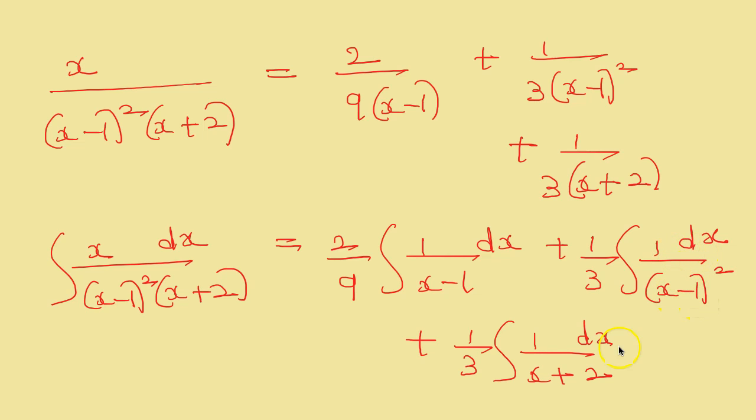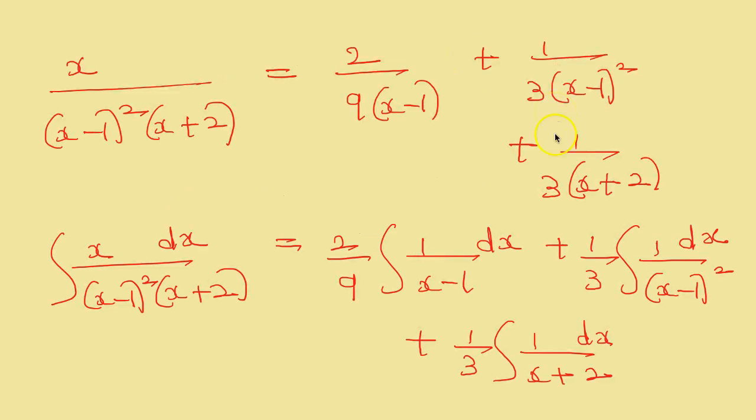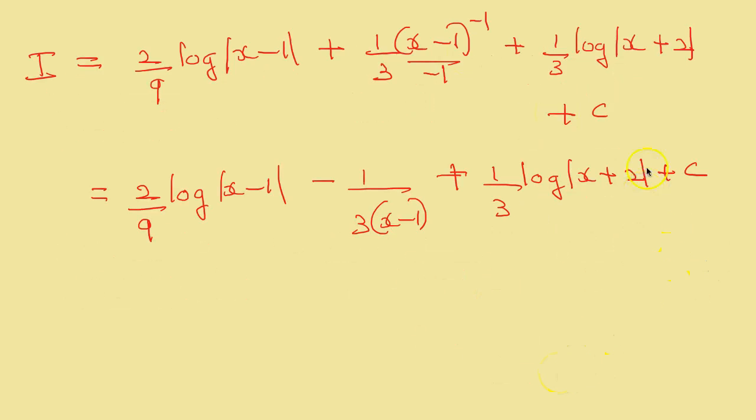Integrating, you get 2 by 9 integral 1 by x minus 1 dx plus 1 by 3 integral 1 by x minus 1 the whole square dx plus 1 by 3 integral 1 by x plus 2 dx. Now integrating, you get 2 by 9 log mod x minus 1 plus 1 by 3, integral of x raised to minus 2 is x raised to minus 1 by minus 1, so x minus 1 raised to minus 1 by minus 1 divided by the derivative of x minus 1, which is 1, plus 1 by 3 log mod x plus 2 plus c. So that would be 2 by 9 log mod x minus 1 minus 1 by 3 into x minus 1 plus 1 by 3 log mod x plus 2 plus c.